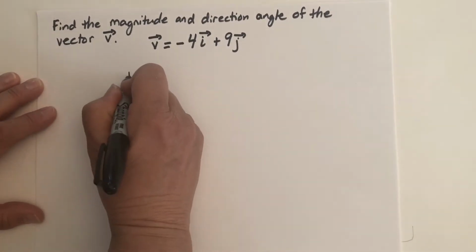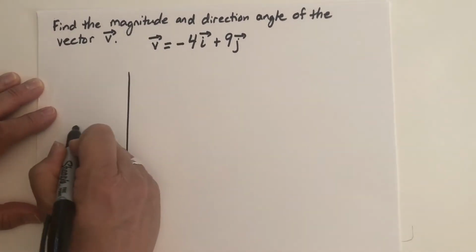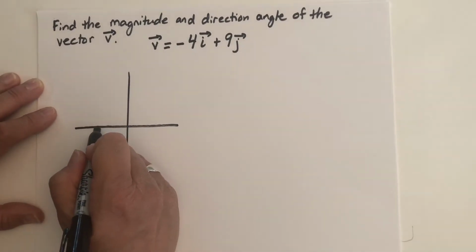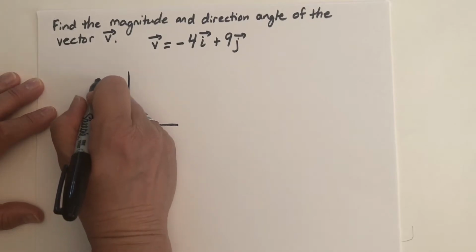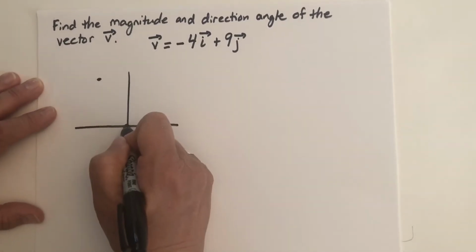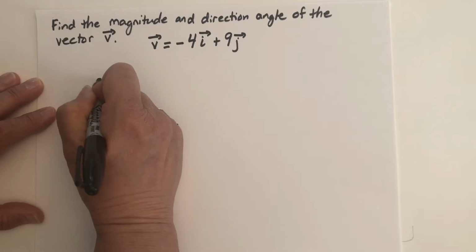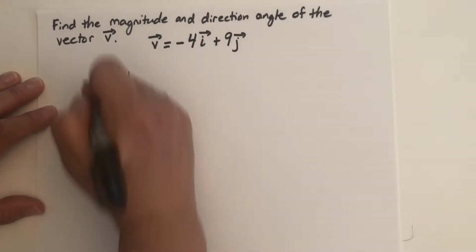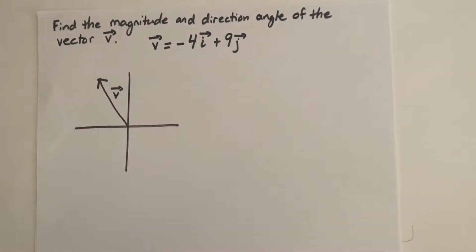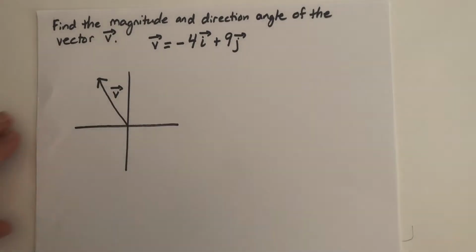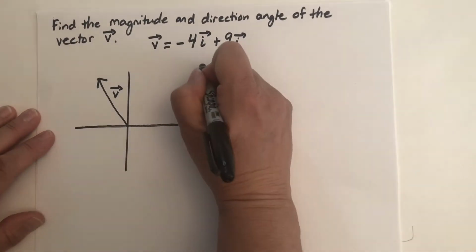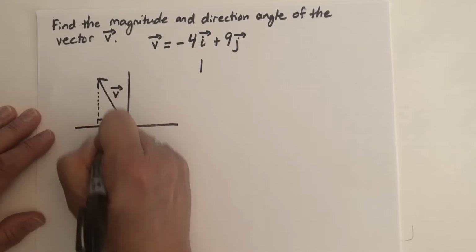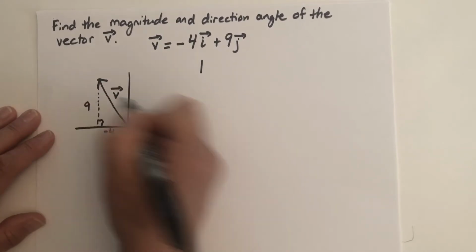So our vector v is going -4 in the horizontal direction and +9 in the vertical direction. So our vector v looks something like this. Need a direction for it. So the 2 questions are find the magnitude. So this is not one of our special triangles this time. Let me label this. This is -4 and this is 9.